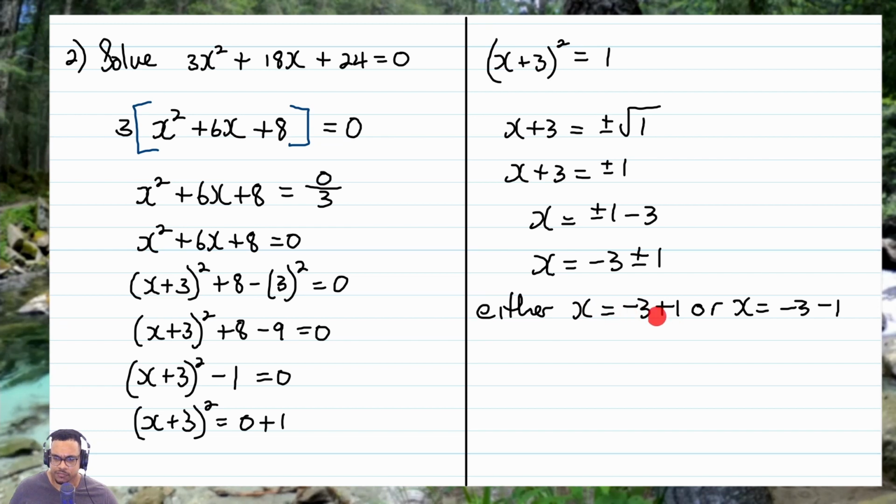So looking at this equation first, we'll have x is equal to negative 3 plus 1, which is negative 2. And then looking at this equation, we'll have x is equal to negative 3 take away 1, which will give us negative 4. And that's your answers, either x is equal to negative 2 or x is equal to negative 4.